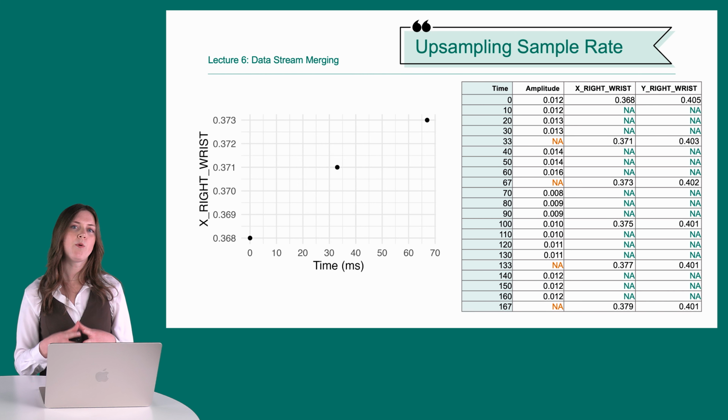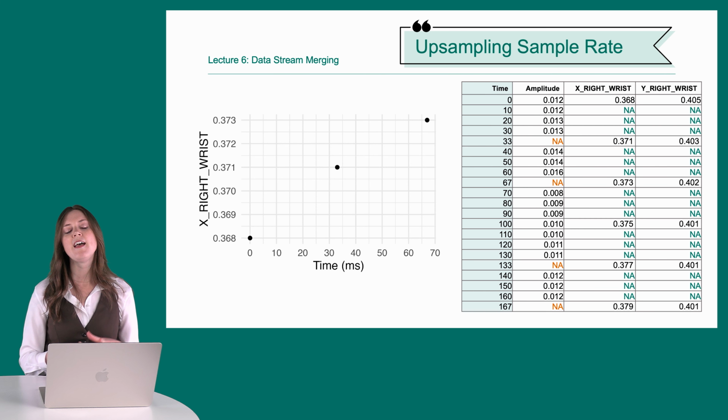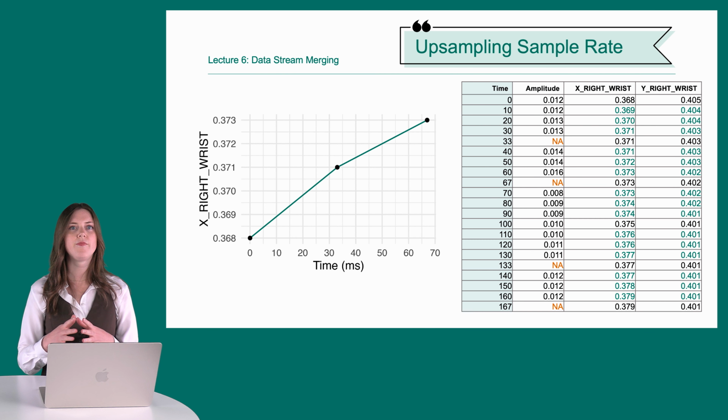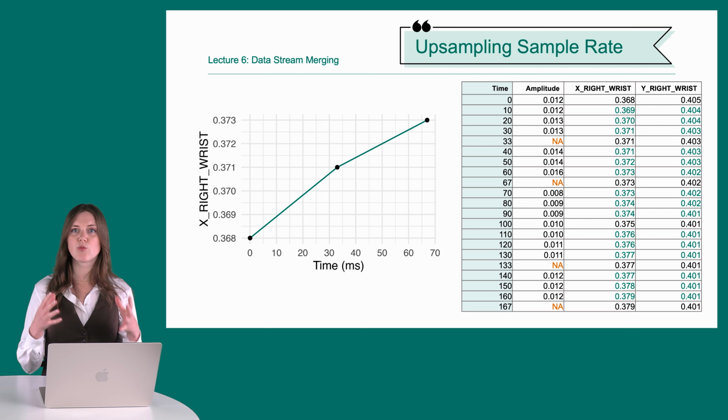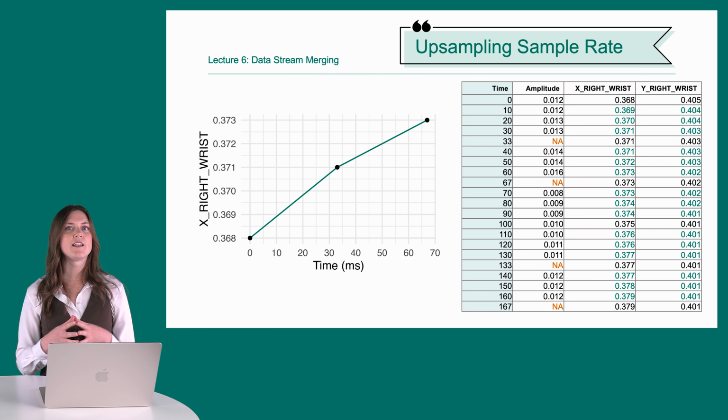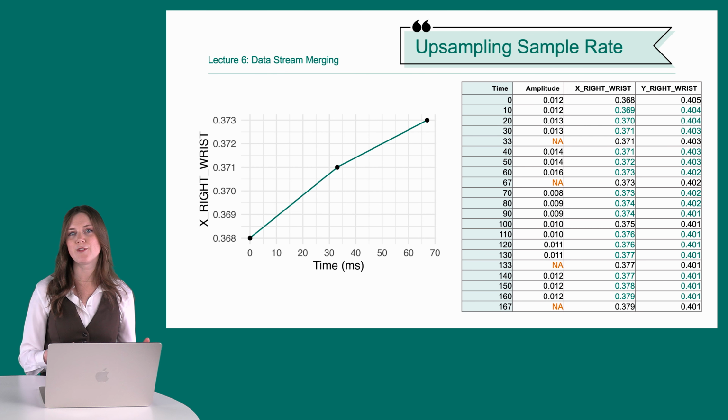In this plot, the 3 points represent our known values for the x position of the right wrist at 0, 33, and 67 milliseconds. When we use linear interpolation, we draw a straight line between known values. For example, we assume that the position of the right wrist at 20 milliseconds falls in between its position at 0 and 33 milliseconds. This process is called upsampling because we are increasing the sampling rate of our motion tracking data so that it matches our speech amplitude data.